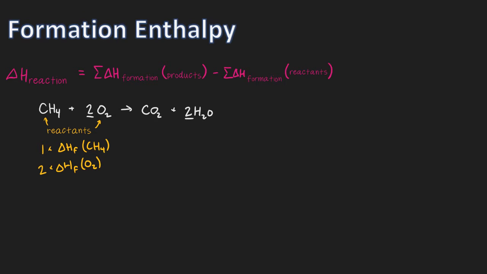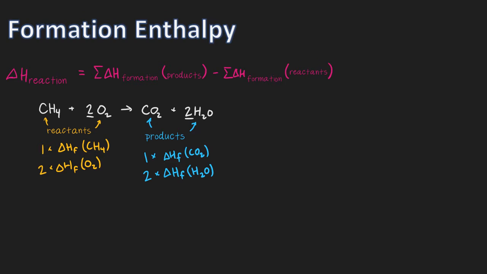However, this becomes a moot point ultimately because O2 is an element in its natural state. The formation enthalpy of all elements in their natural states is 0. If you consult a table of formation enthalpies, you won't find O2 or any other naturally occurring elements on there because it's assumed that we know they're 0.